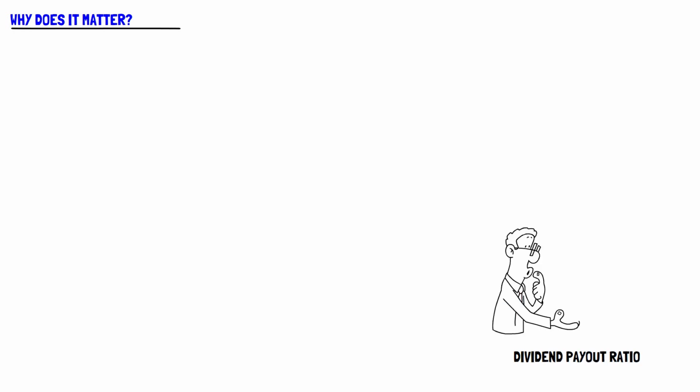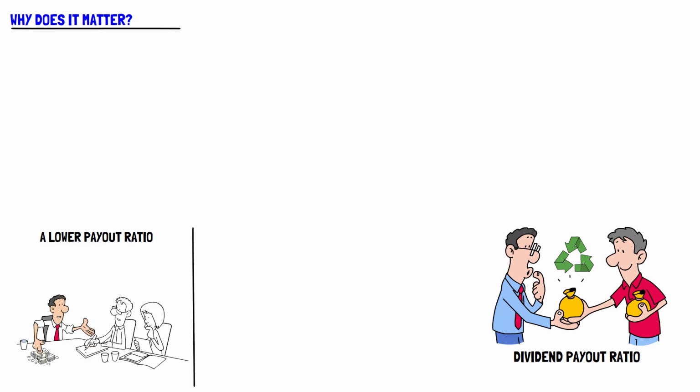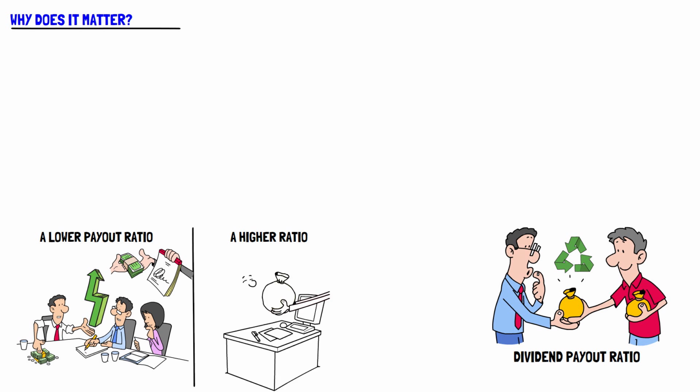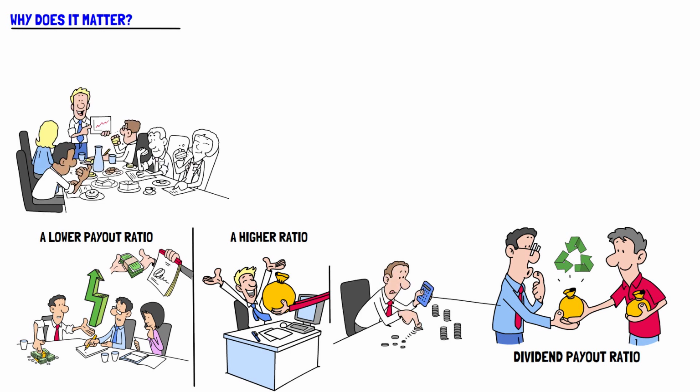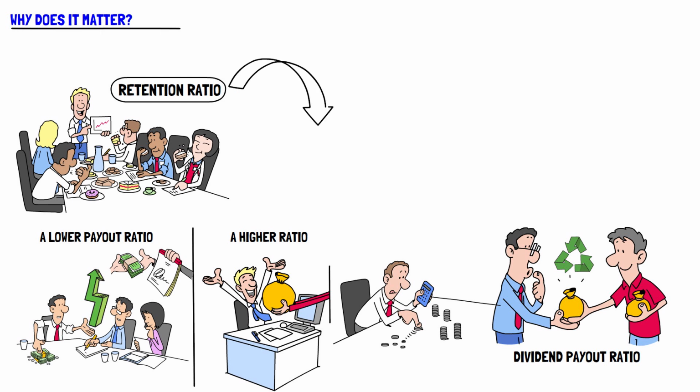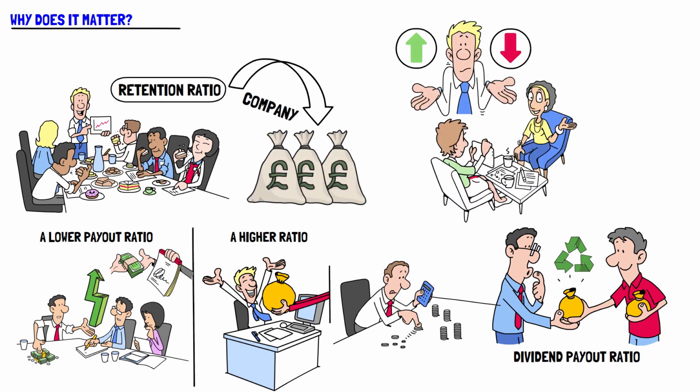Why does it matter? This ratio helps investors understand how sustainable a company's dividend payments are, potentially. A lower payout ratio means the company is keeping more of its profits for growth, while still rewarding shareholders. A higher ratio means most of the profits are being paid out, which can be attractive in the short term but might be harder to maintain if earnings fall. The ratio also has a useful counterpart, the retention ratio, which measures how much profit the company keeps. Together they give a fuller picture of how a business balances rewarding shareholders today with investing for the future.